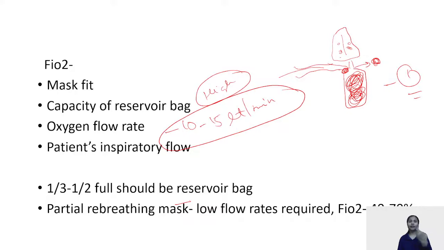Then the patient exhales. On exhalation, most of the exhaled carbon dioxide moves out through the vents, and that valve is present over the reservoir bag, and thus no CO2 is going to enter the reservoir bag. The reservoir bag is going to give 100% FiO2, which may be diluted when it comes over to the mask. I hope I'm very clear.